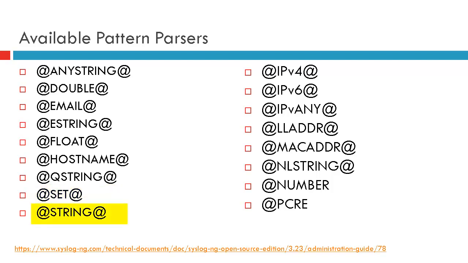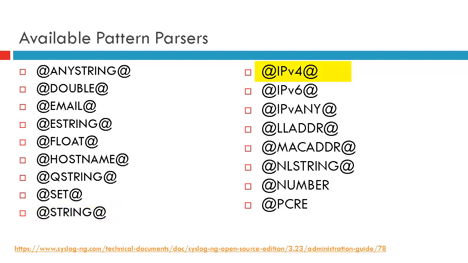The next parser we have is the string parser. The string parser matches a sequence of alphanumeric characters, not including any whitespace. Optionally, you can pass additionally accepted characters as the parameter. Like, if you remember in our previous example, we passed the asterisk as an additionally accepted character to this parser.